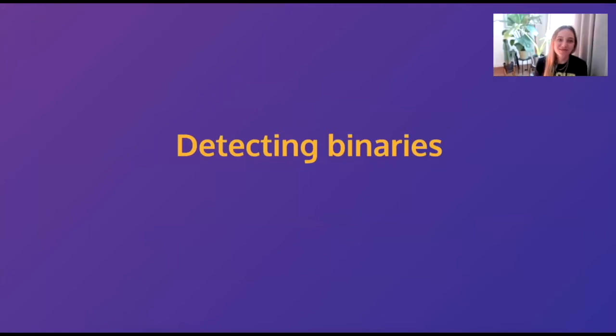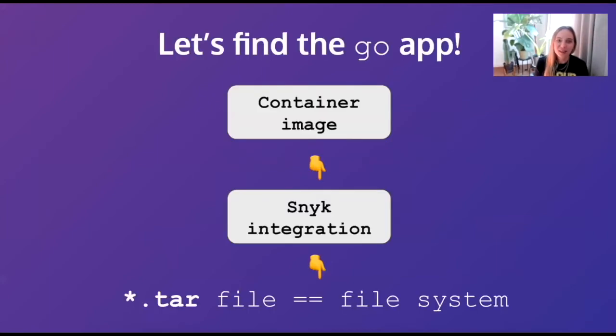Thank you, awesome. So now, next slide, we're going to talk about detecting binaries in the container images. So our first challenge is to find your application. We have a container image, so let's find the application. In order to do this, Snyk searches through the image file system, inspecting each binary to work out if it's a Go binary. Let's take a step back and have a look at the slide now.